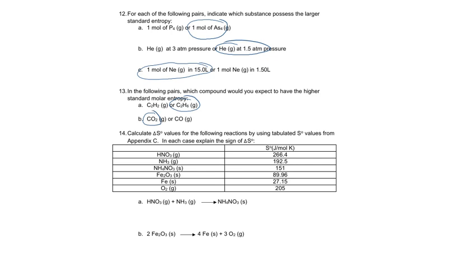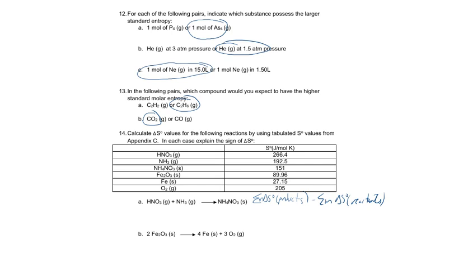Calculate the delta S values from Appendix C. So here I just gave you the table here. These problems are the sum of the delta S of the products times the coefficient. You've got to remember to multiply by the coefficients of the products minus the sum of the delta S's of the reactants.